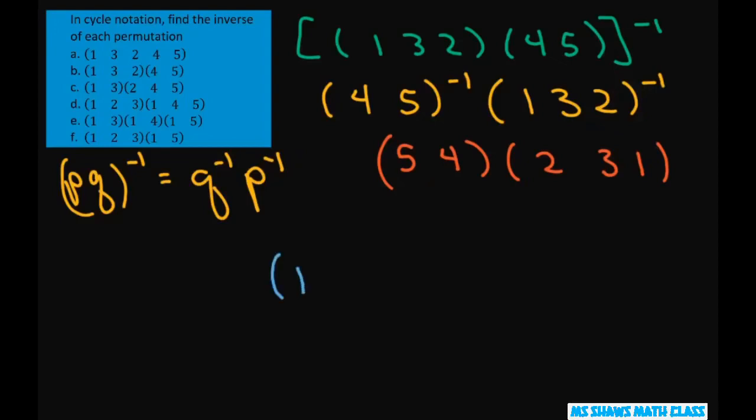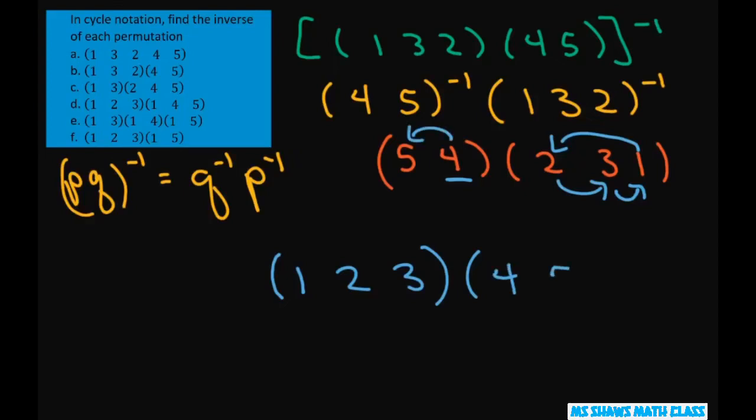Now we want to start our order with 1 in the lead position. So 1 maps to 2, 2 maps to 3, 3 maps back to 1, so close it up. The next number we're missing is 4. You go in order, so 4. 4 maps to 5, and 5 maps back to 4, so close it up.